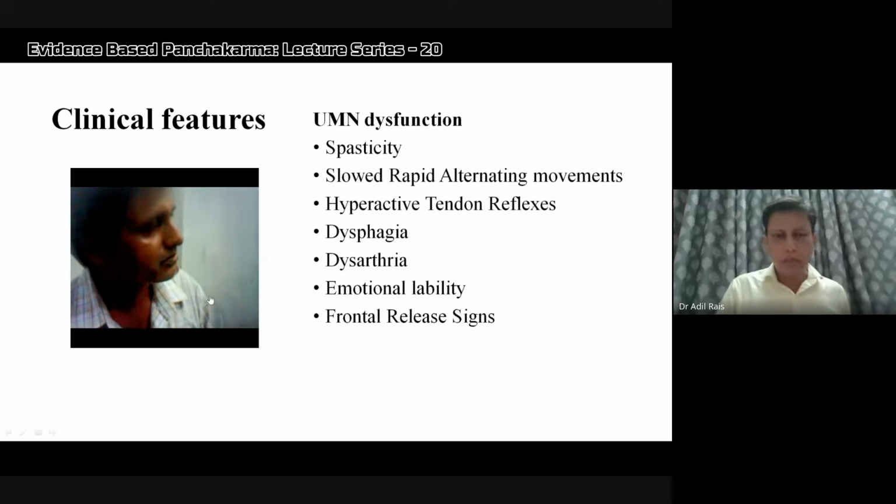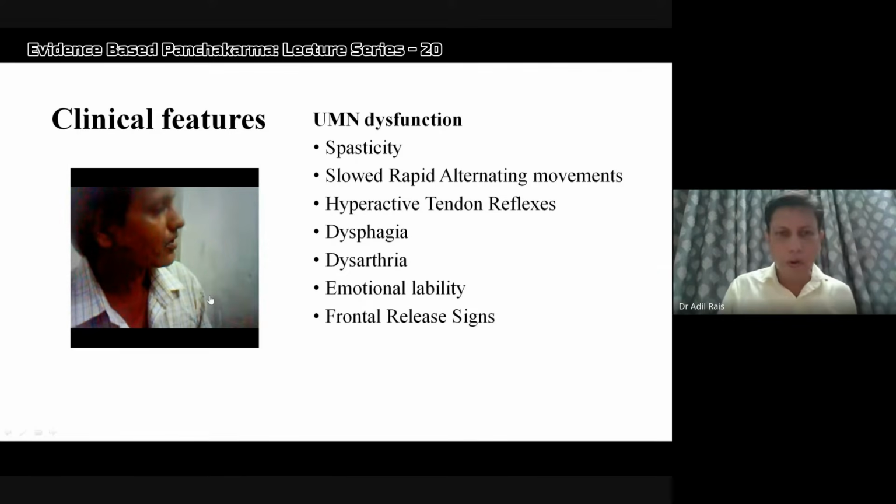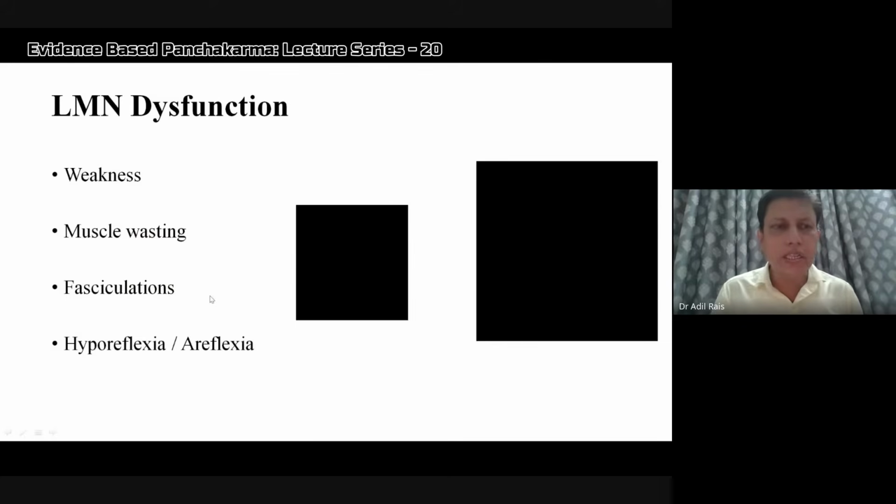So this is the dysarthric speech. Moving on. Next is the LMN dysfunction, which is represented by clinical features like weakness and muscle wasting. Fasciculations are present, and hyporeflexia or areflexia are present. Now I have added certain video clips just to understand these features in a better way.